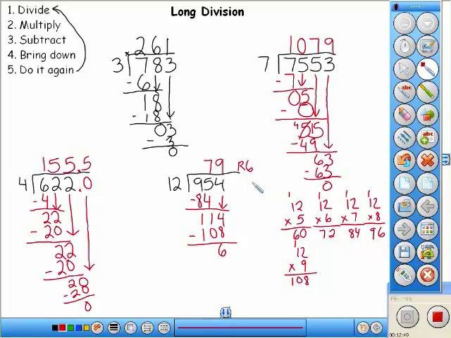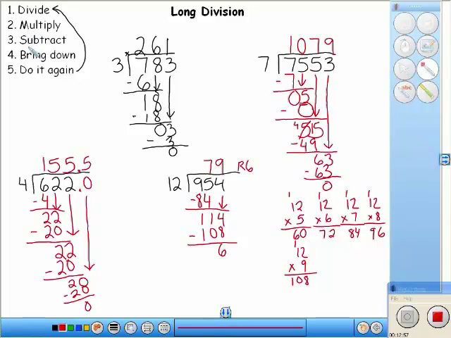All right, so that's how you do long division. Remember, divide, multiply, subtract, bring down, and do it again. Dad, mom, sister, brother, dog. That's the way that you can remember it.